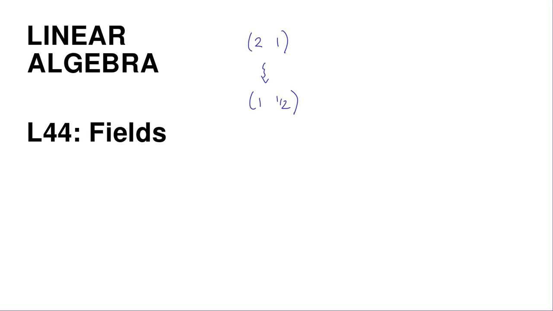Examples would be the real numbers, or the rational numbers, or the complex numbers, and examples of things which are not fields would be things like the integers. And the reason for that is that you can't divide an integer by a non-zero integer and expect in general to get another integer. If you divide 1 by 2 or 2 by 3, the answer is not an integer again.